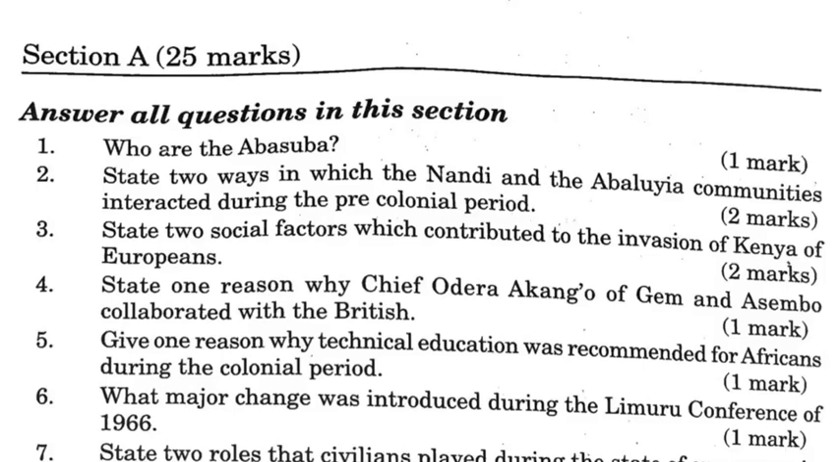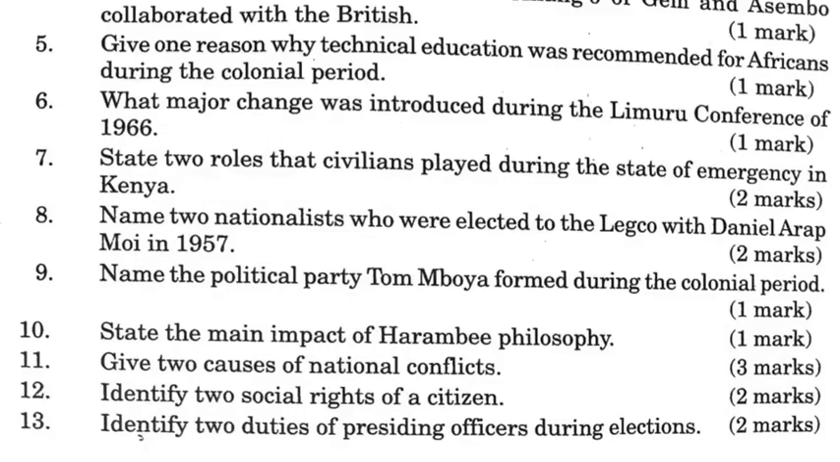7. State 2 roles that civilians played during the state of emergency in Kenya. They supplied the freedom fighters with intelligence information. They supplied food to the freedom fighters. They mobilized material and financial resources for the nationalist struggle.